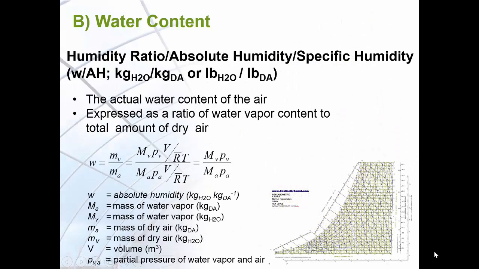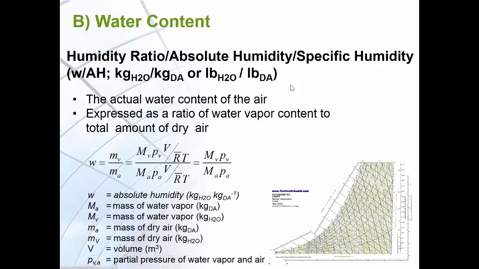Another way of defining the water content of moist air is the absolute humidity or humidity ratio. We can also call the humidity ratio, or absolute humidity, the specific humidity of the air. And the unit for the humidity ratio is kilograms of water per kilogram of dry air in the metric system, or pounds of water per pound of dry air in the British unit system.